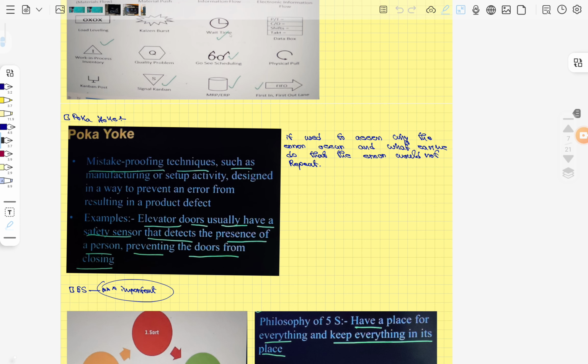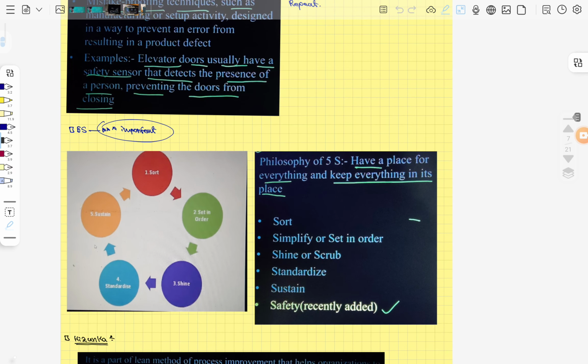The next thing is Poka-yoke, that is mistake proofing techniques, such as manufacturing setup and design aimed at preventing product defects. An example is the sensor in the lift. Then 5S, these 5S are important and need to be kept in mind: sort, set in order, shine, standardize, sustain. So this is the philosophy: sort, simplify or set in order, then shine, standardize, and sustain, or safety, which has recently been added.